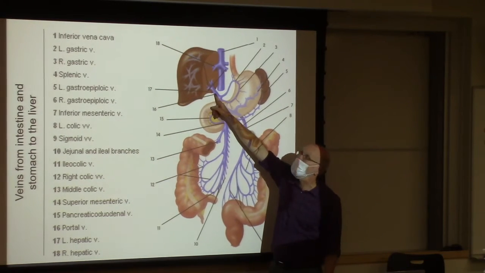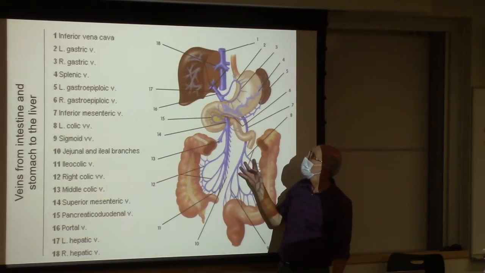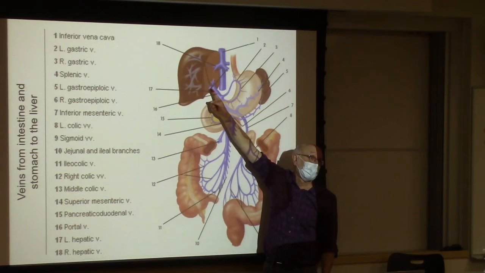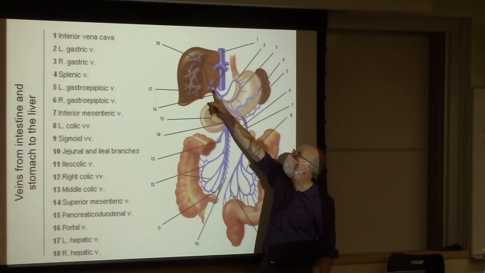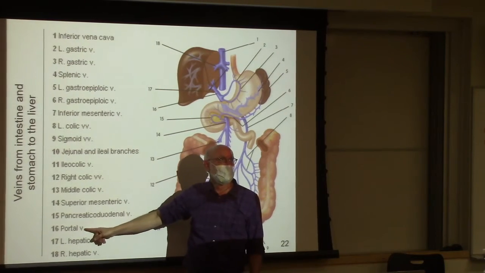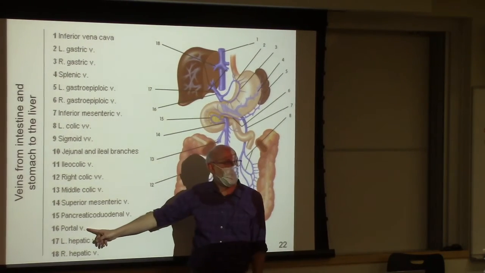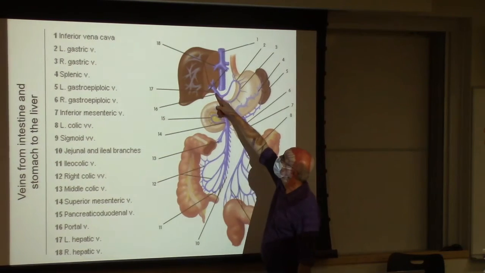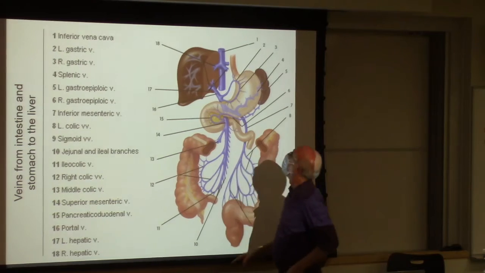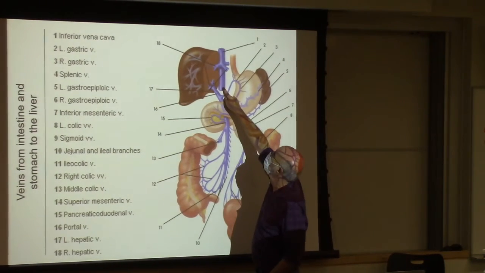What's the name of this vein, taking the blood from the intestines to the liver? Portal vein. That's the portal vein. So number 16, well, it's right here. Let's highlight the ones I want you to know. I want you to know the portal vein. 16 is the portal vein. I want you to know number 1, the inferior vena cava.